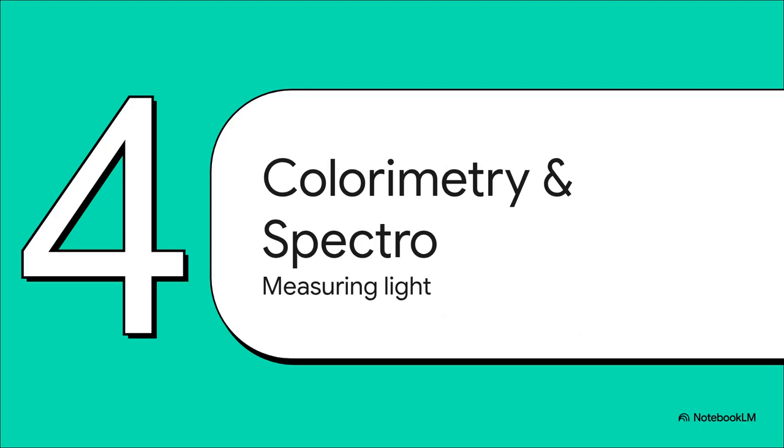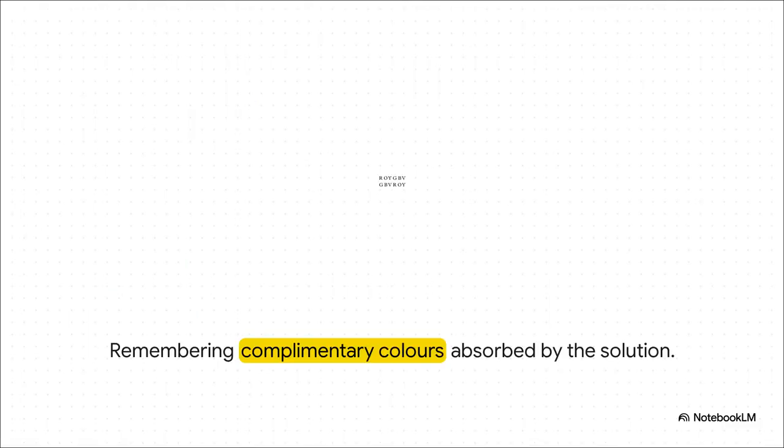Section 4. Colorimetry and UV visible spectroscopy. Now we're measuring light. When electromagnetic radiation, like visible light, interacts with atoms, some of that light gets absorbed. But here is a totally fascinating trick of chemistry. The color a solution absorbs is actually the exact opposite of the color our human eyes observe.